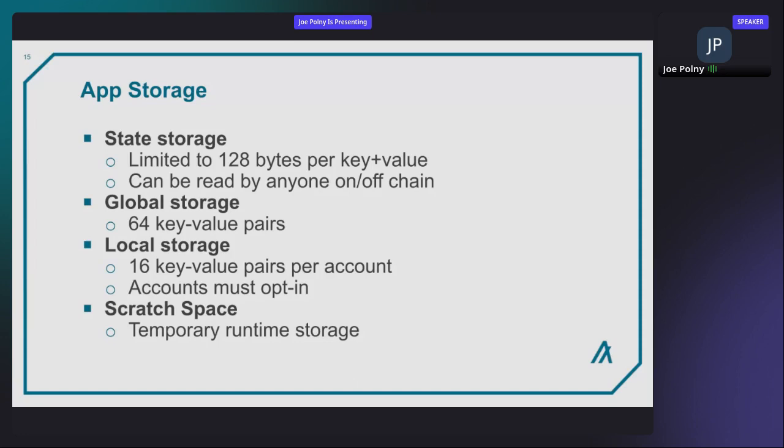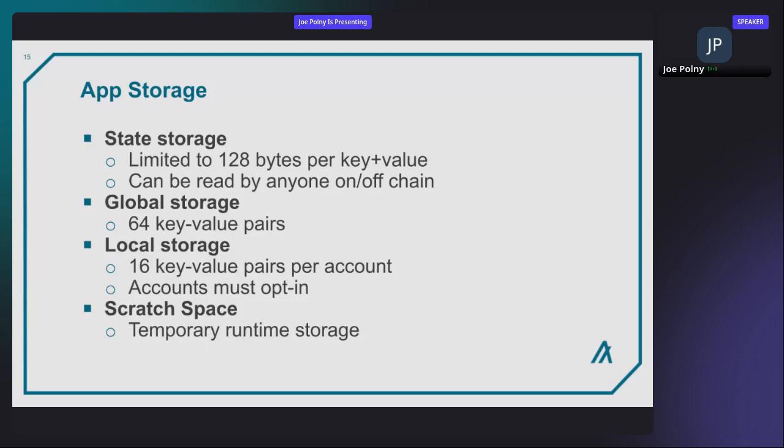So it's essentially a value of algo that is locked in their account that they cannot spend. So they're essentially renting that space out for local storage. And when we say accounts must opt in, this is basically a special transaction that locks that algo in and ensures that that algo cannot leave their account as they're using that local storage. Then finally, we have scratch space, and this is just temporary runtime storage. So these are basically just local variables that as soon as a transaction is finished or an application call is finished, all that data in scratch space is erased.